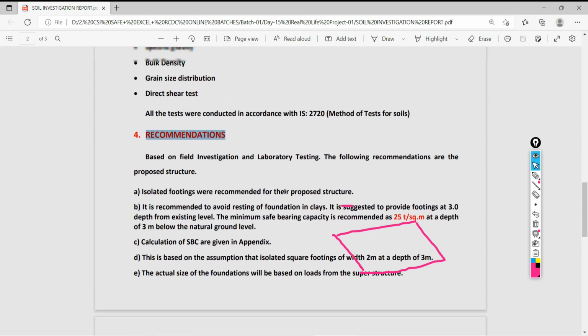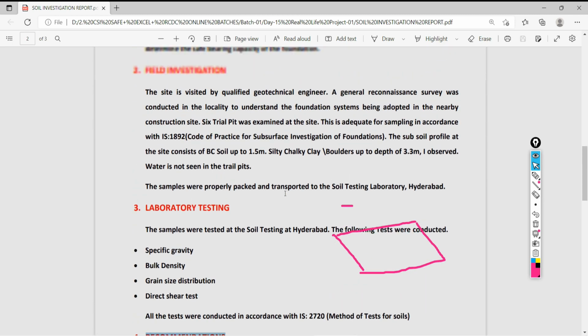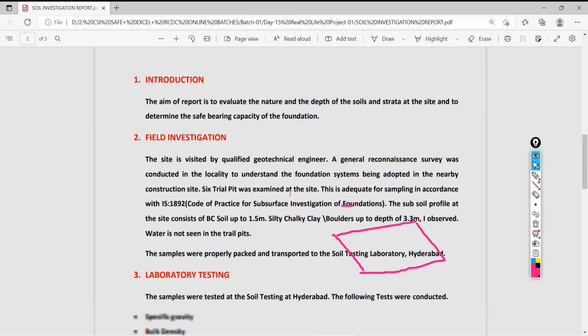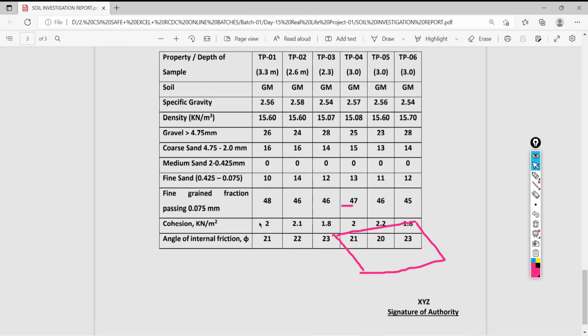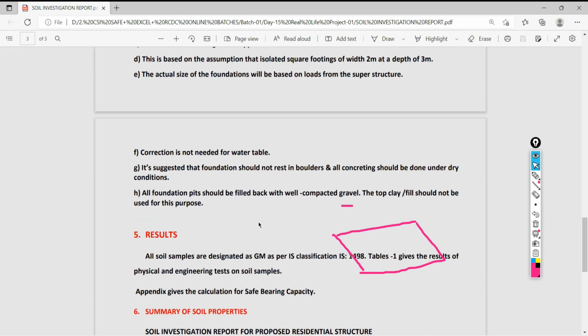No, sir, we are talking about the previous report. Settlement is not given. Okay, so we will take settlement as 25. Actually, it is missing here by mistake. So it is 25 mm that we are going to consider as settlement. Clear this? Okay, so go back.